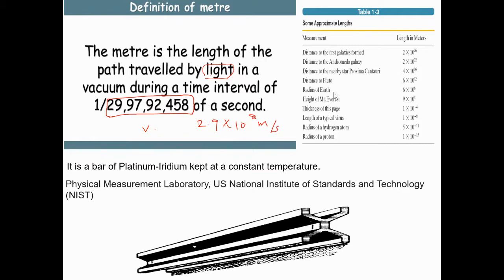Why did they protect it at constant temperature? What's the reason? Why did they keep this rod at a constant temperature? Maybe because of the material, platinum, iridium. To keep it steel. No, brother. Actually, when you maintain the metal at constant temperature, you will avoid the rust formation.